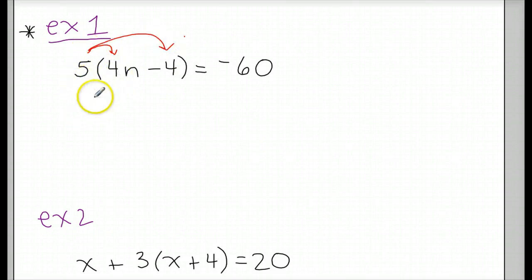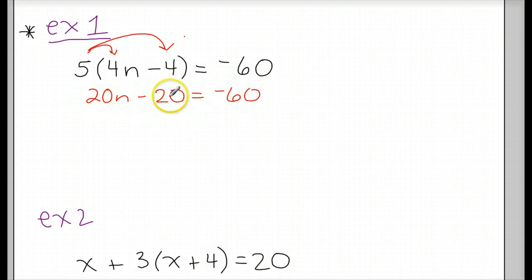And we get 5 times 4n is going to give us 20n. 5 times negative 4 is going to give us a negative 20. And that again equals negative 60. So now we have a two-step equation. We want to add or subtract first. So in this case, we're adding 20 to both sides.